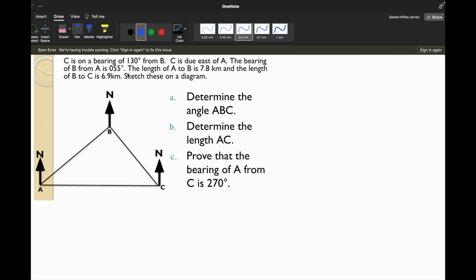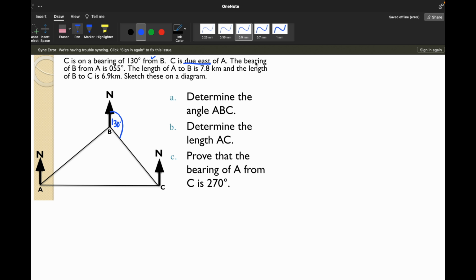So it says C is on a bearing of 130 degrees from B. So from B, we have C on the bearing from B 130 degrees. You guys should have 130 here. Do you have that? Nice. And then it says, so tick for that, C is due east. Due east tells us that it's 90. Always remember that, okay? The only time you assume something is 90 is when they tell you that.